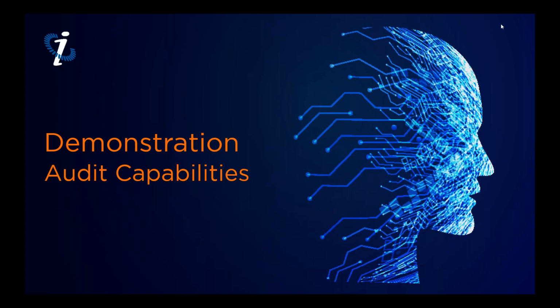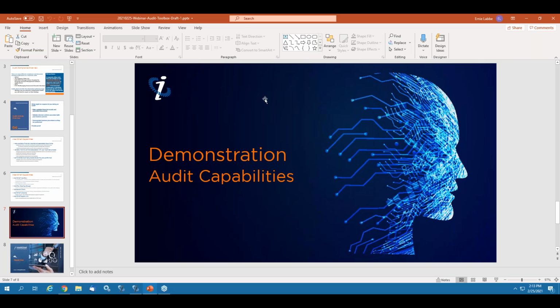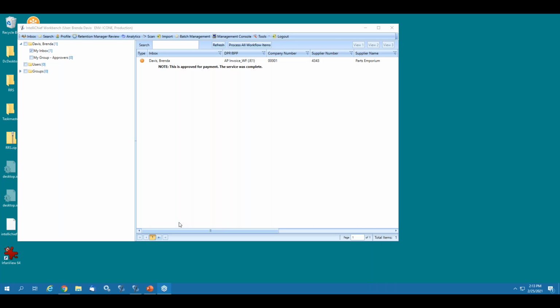Okay, so right from here, I'm going to reduce the slide deck, and then we're going to switch over to IntelliChief. The way that I'm going to start this is, let's assume first that you have a user who's logged in, and their job is to approve an invoice. So when this user goes in, they know that they have to approve an invoice because it's in their inbox.